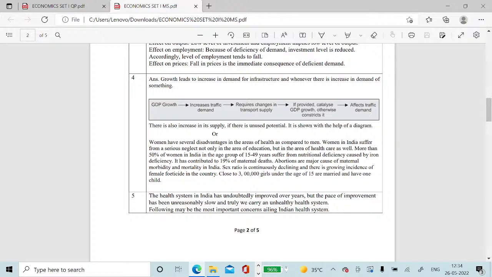If provided, it catalyzes GDP growth, otherwise it constricts it. It affects traffic demand. There is also an increase in its supply if there is unused potential. It is shown with the help of a diagram.